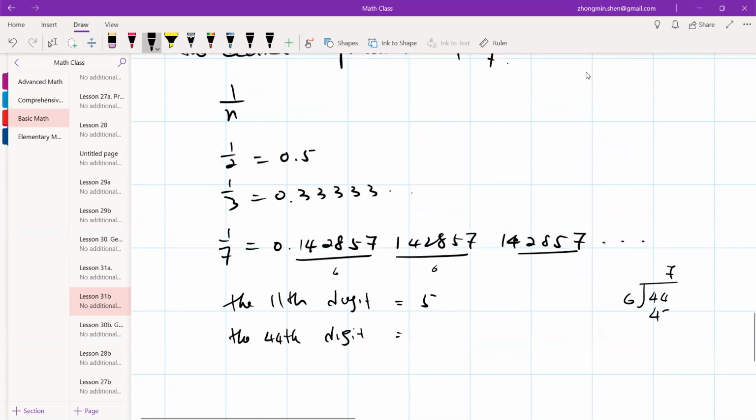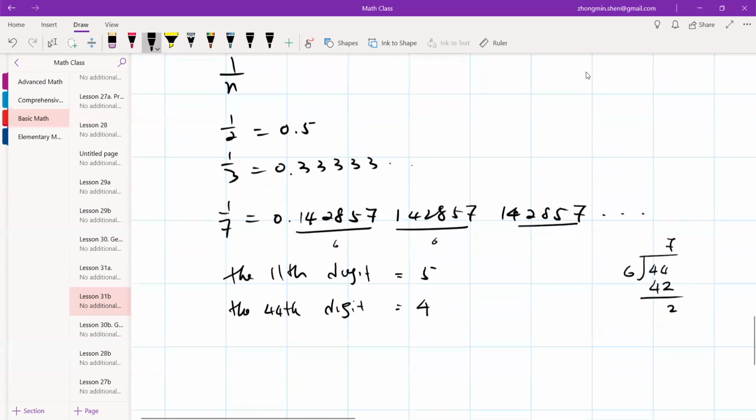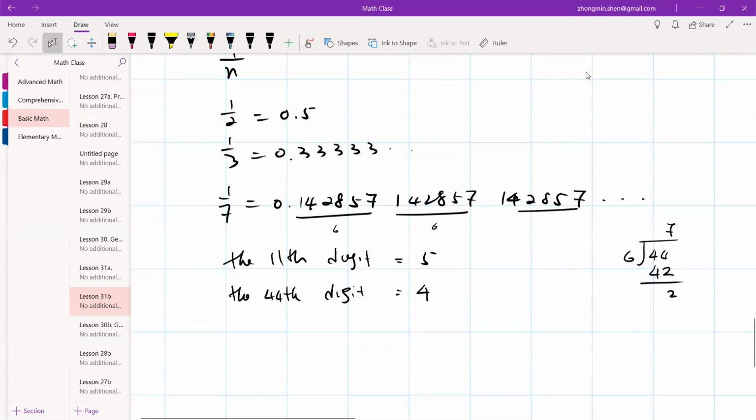So 42, the remainder is 2. So that means there are 7 blocks here plus 2 more digits. So that should be equal to 4, okay? Yeah, 7 blocks and plus 2 more digits, 2 and then 1 and 4. So the 44th digit is 4. Then add them together, okay? So you get 9 if you want to find the sum.